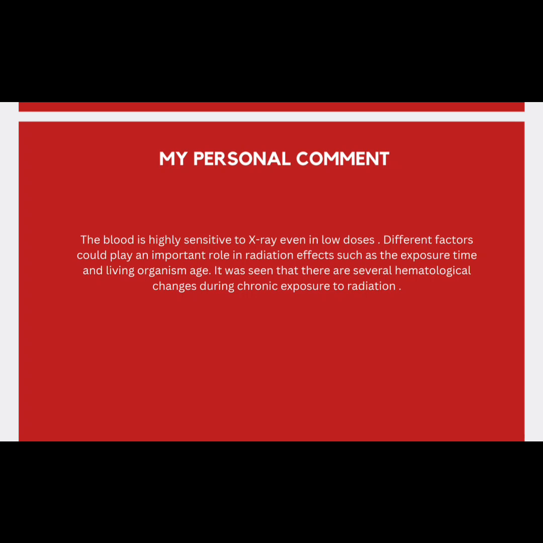Different factors could play an important role in radiation effects such as the exposure time and living organism age. It was seen that there are several hematological changes during chronic exposure to radiation.